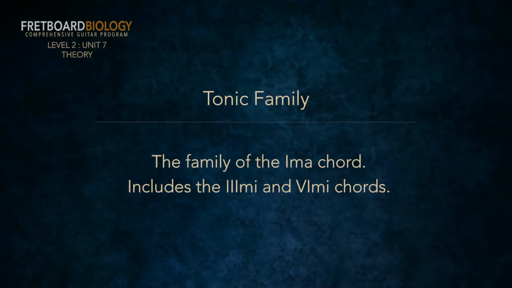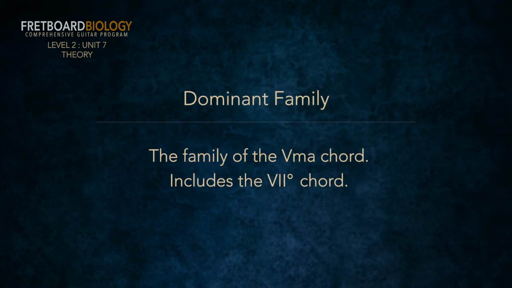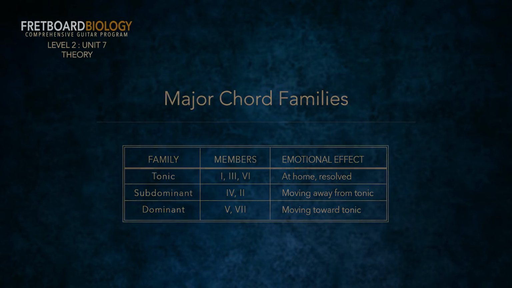The tonic family is the family of the 1 chord, and both the 3 and the 6 chords are also considered members of the tonic family. The subdominant family is the family of the 4 chord, and the 2 chord is also a subdominant chord. The dominant family is the family of the 5 chord, and the 7 chord is also a member of the dominant family. So the tonic family is 1, 3, and 6. The subdominant family is 4 and 2, and the dominant family is 5 and 7.